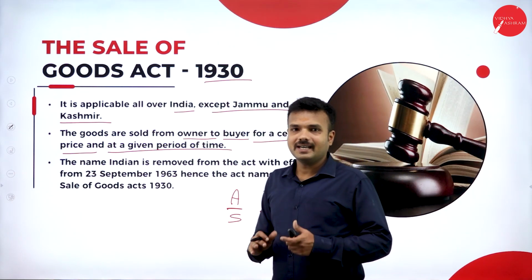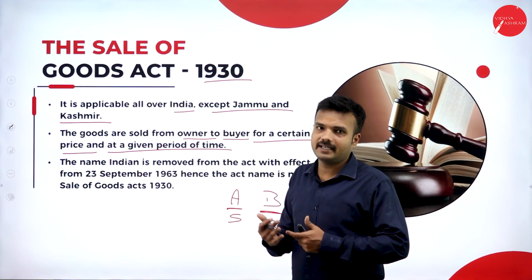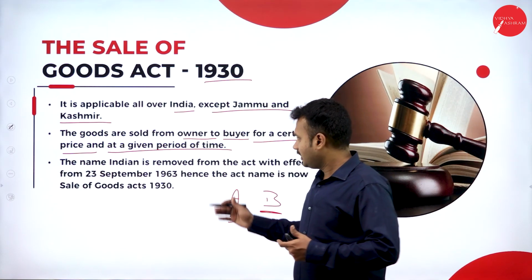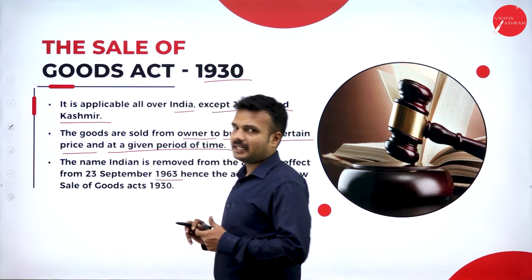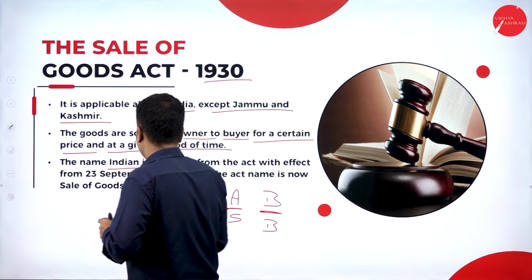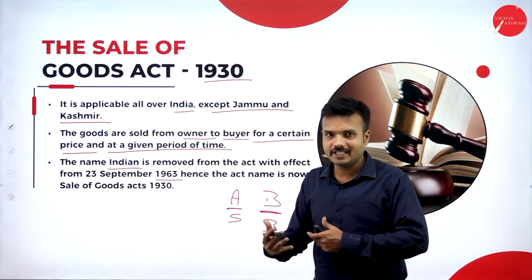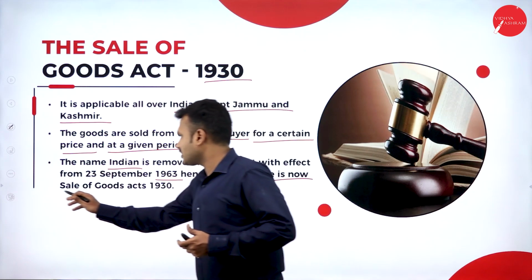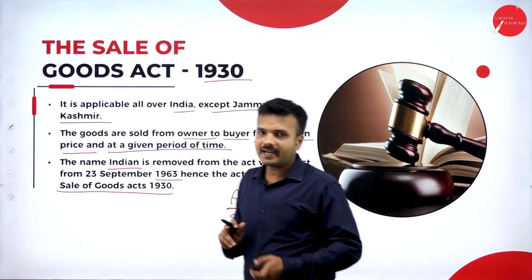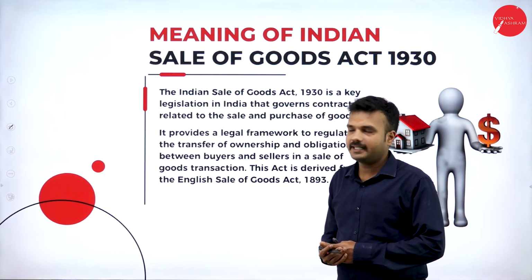So, as I said earlier, it was named as Indian Sale of Goods Act 1930. Okay, so in 1963, the term Indian was removed from the Sale of Goods Act. Okay, so after that a few amendments were made. Okay, finally it was renamed as Sale of Goods Act 1930. Meaning of Indian Sale of Goods Act 1930.